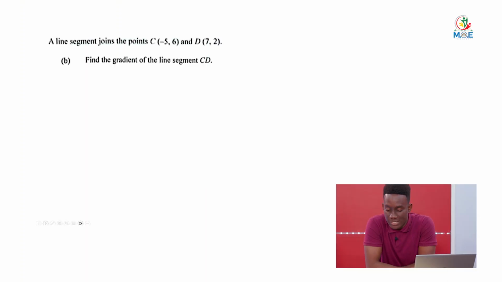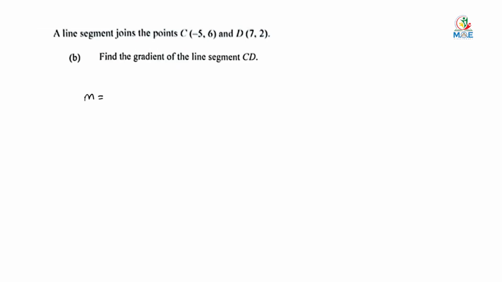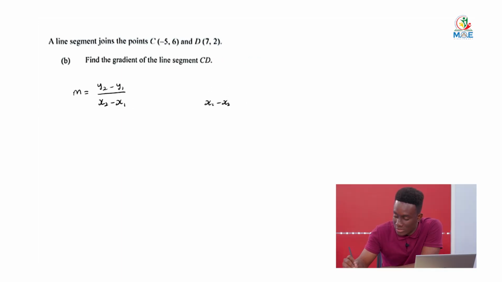The next question says, find the gradient of the line segment CD. To find the gradient, in this case the gradient would be represented by a small m. The gradient is the change in y over the change in x. So the change in y would be y2 minus y1 all divided by x2 minus x1, or it can be y1 minus y2 over x1 minus x2. It really and truly doesn't matter which one they put for us.